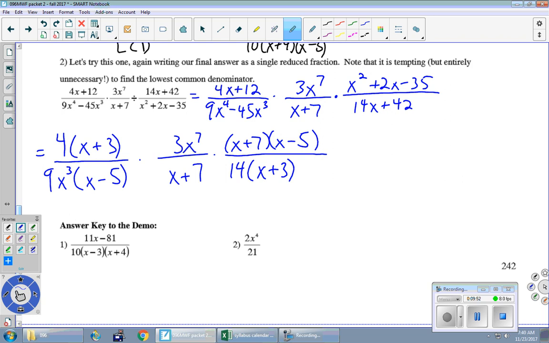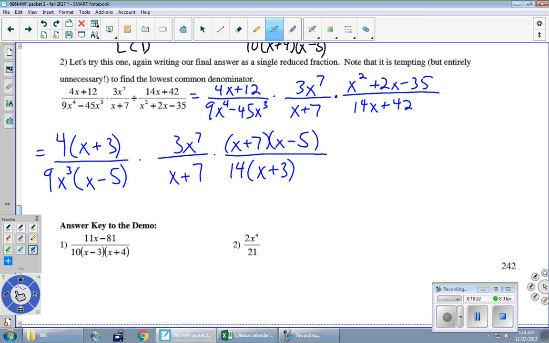Okay, now that we've got everything in factored form, avoid the temptation to try to build the lowest common denominator. It is not necessary and makes the problem way more complicated than it should be. For multiplication and division, we don't need any least common denominators. We just cancel whatever we can from top and bottom in any pair of fractions, and then we'll multiply straight across at the end.